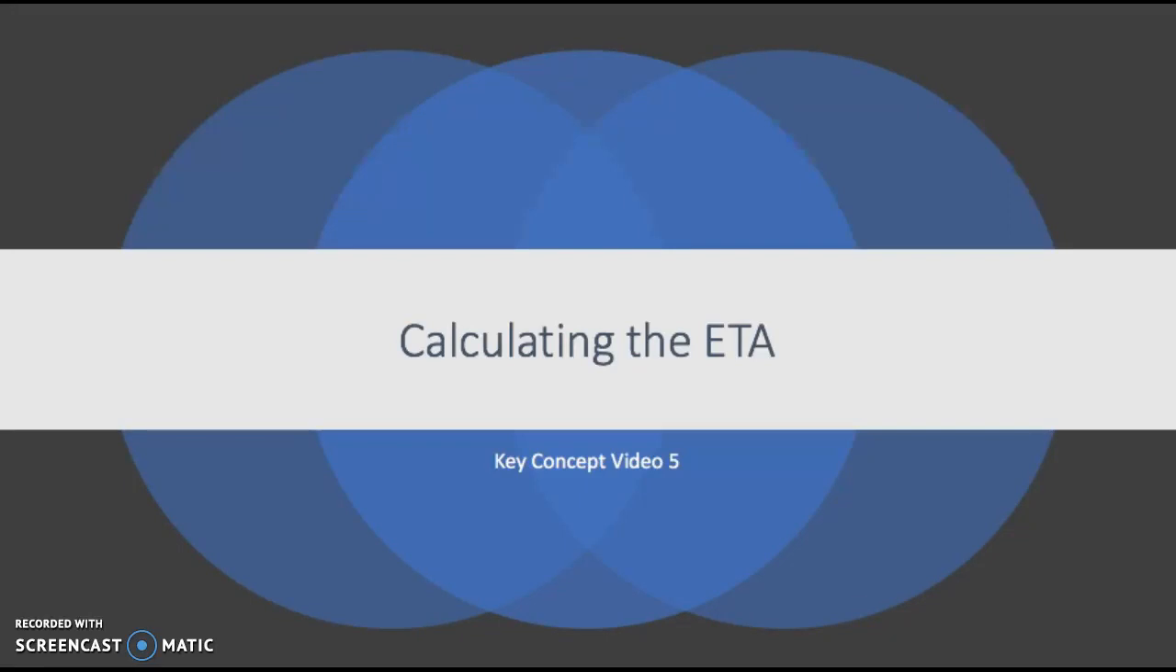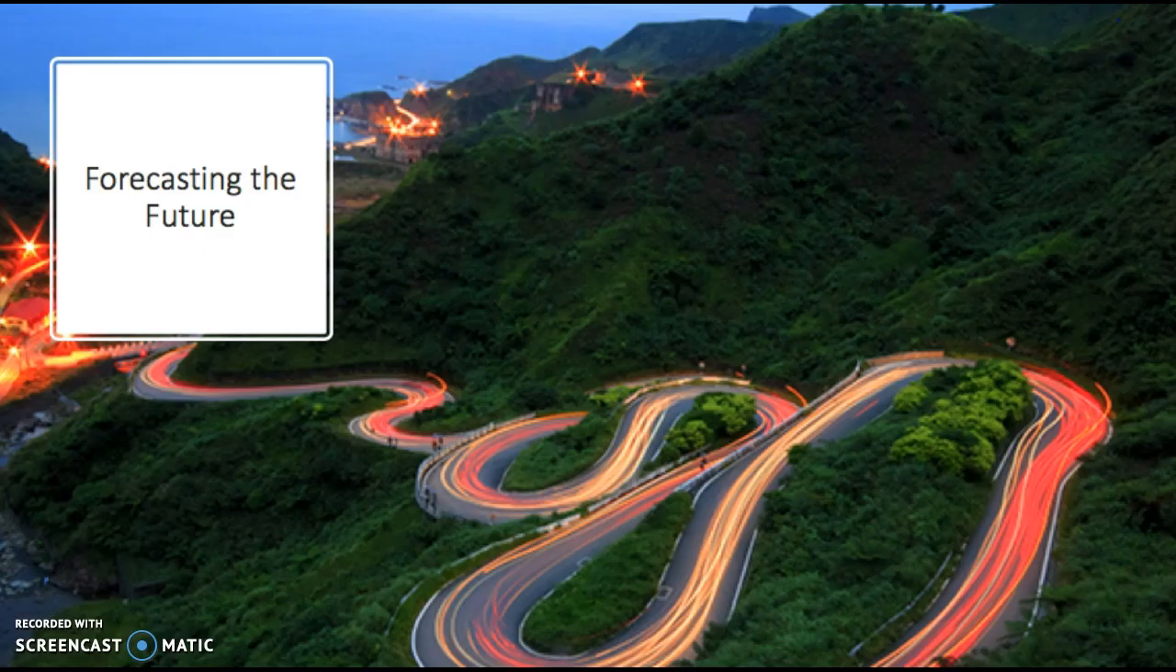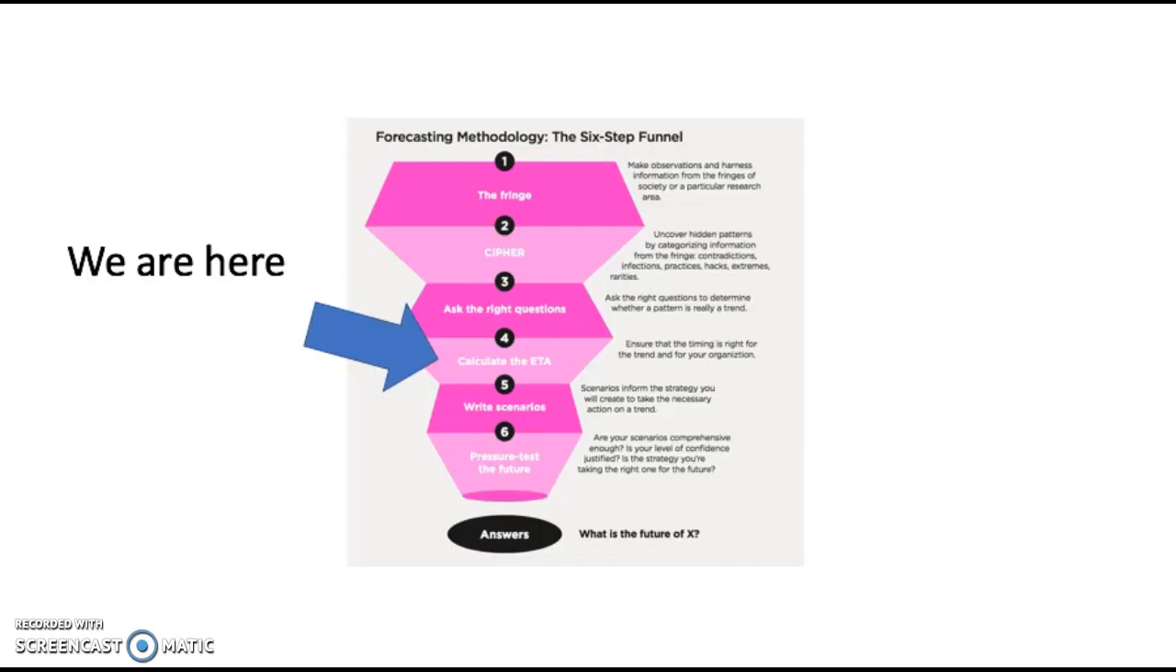In Key Concept Video 5, we're going to learn more about calculating the ETA for our trend candidates. Forecasting the future is not a linear process. It's more like a winding road from point A to point B. For those of you following the 6-step funnel, we are at the Calculate ETA step shown on this screen. And for our ETA for our cipher trend candidates, we don't know the answer yet to that question.